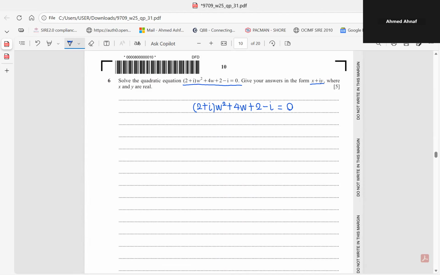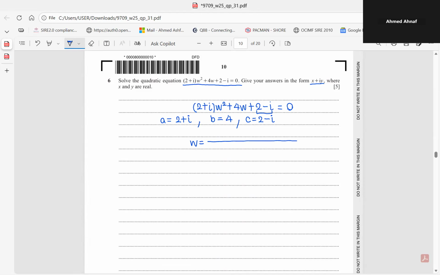Okay, now we're going to note our A value. A is the coefficient of W squared, so A is just 2 plus i. B is the coefficient of W, so it's just 4. And C is the constant term, which is 2 minus i. Now we're going to use our quadratic formula.